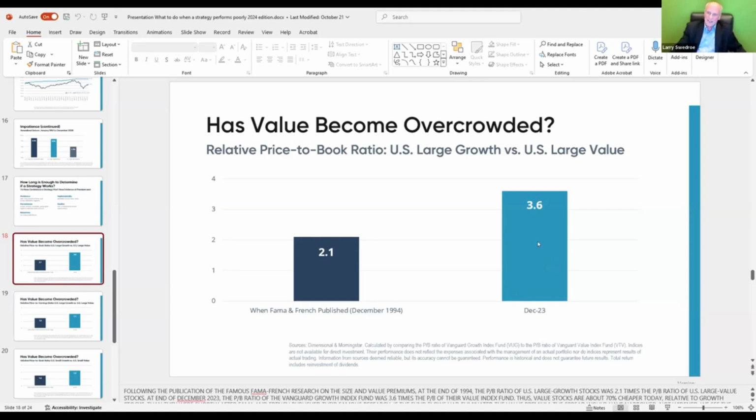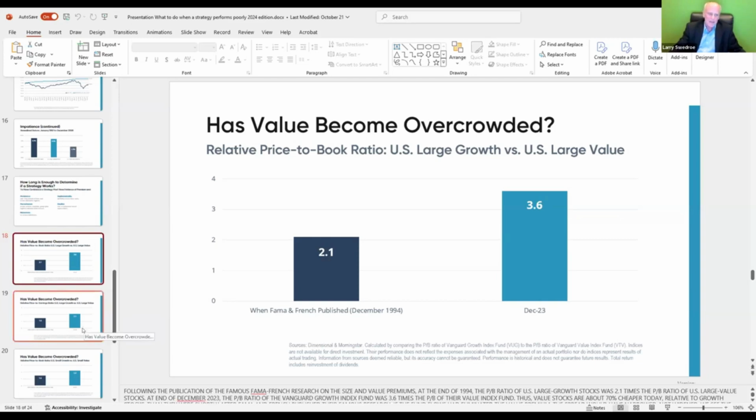Well, this was at the end of last year, and it's gotten even worse now. The spread went up like 60%. It's gotten much cheaper, which means you should expect the future value premium to be even bigger.